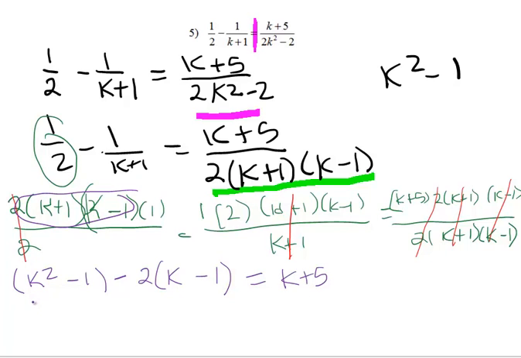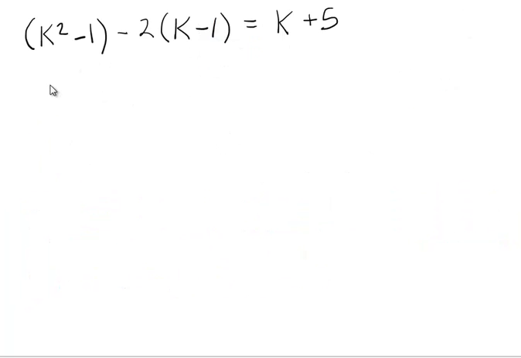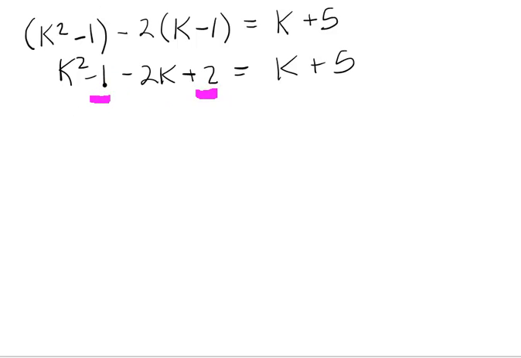So here I gave myself more room because with my giant handwriting I need all the room I can get. So here I can say this is k squared minus 1. This is minus 2k. Minus times a minus is a plus 2 equals k plus 5. Let's combine some like terms, that and that. So I'll have k squared minus 2k plus 1 equals k plus 5.